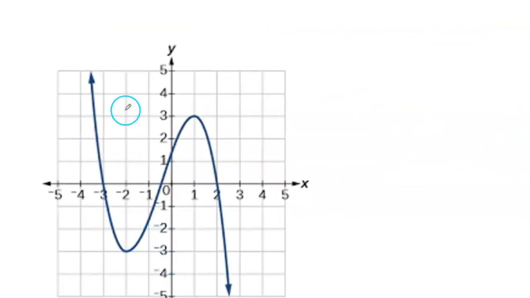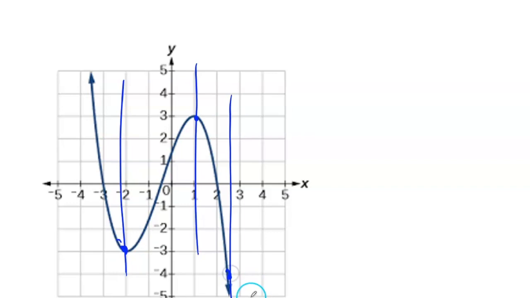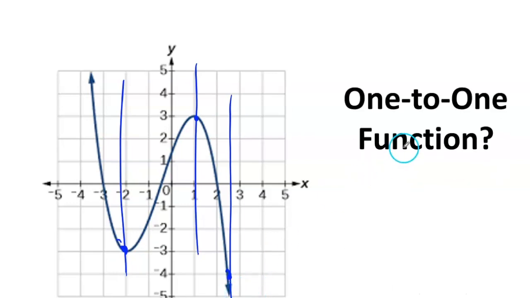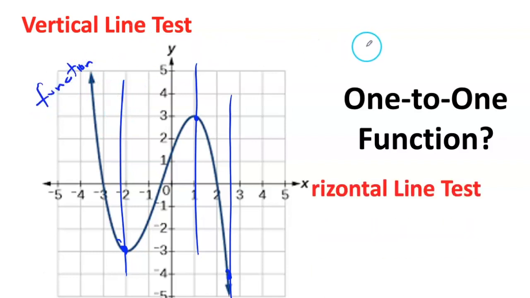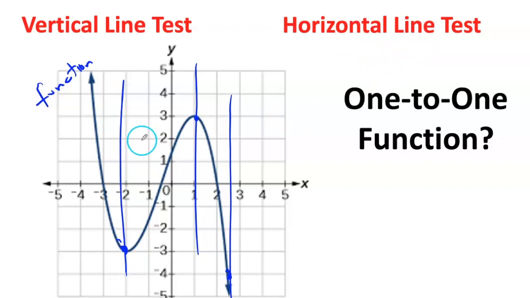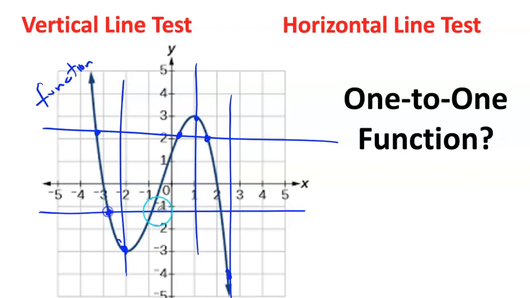What about this one? Only 1, only 1, only 1. According to the vertical line test, right now it is a function. Let's check if it passes the horizontal line test. No. You see that? Wherever I draw a horizontal line, it's touching more than one point. Therefore, it didn't pass the horizontal line test, so it's not a one-to-one function.